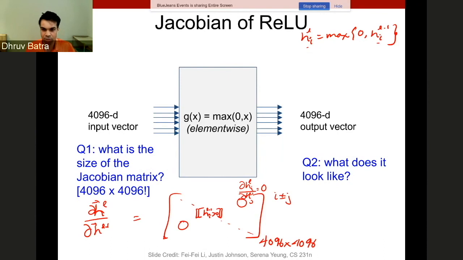The off diagonals are 0. The diagonals are basically switch-like operators. They're plus 1 or they're 0. And this being the Jacobian of this layer tells you what it's actually doing in backprop. It's basically letting the gradient pass through or not, depending on whether H_i^(L-1) was positive or negative. Okay, so that's what this looks like.